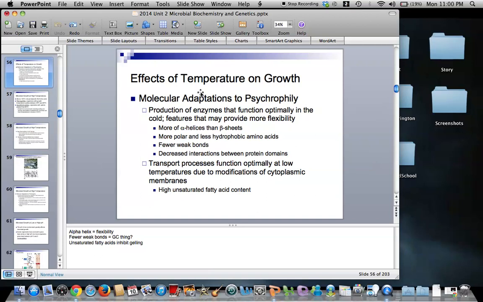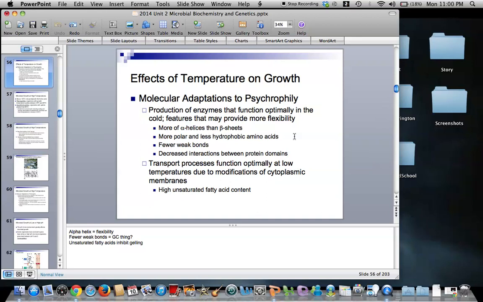So things that love the cold, philic meaning love, psychro meaning cold, production of enzymes that function optimally in the cold. They have some parts of their makeup that make them better suited for this. A greater number of alpha helices than beta sheets will make these proteins have more actual flex, so if they get frozen they can flex a little bit instead of breaking.